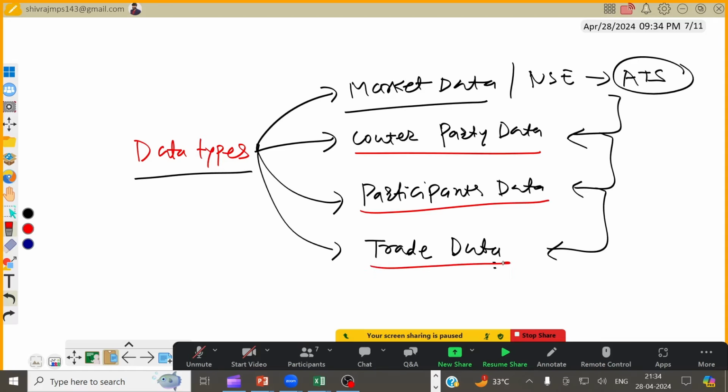Trade data: trade data means if you buy any security or sell any security, that information comes under trade data. So here NSE basically tracks counterparty data, participants data, and even trade data as well. That all comes under your market data. NSE is the National Stock Exchange, with an automated trading system, that tracks each and every piece of information and provides it to us. So this is how data comes into the picture.